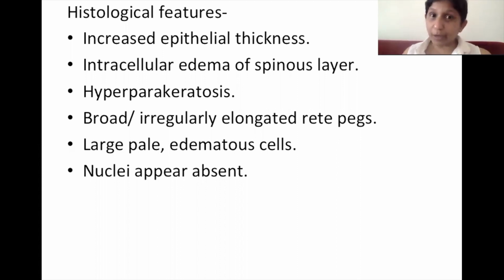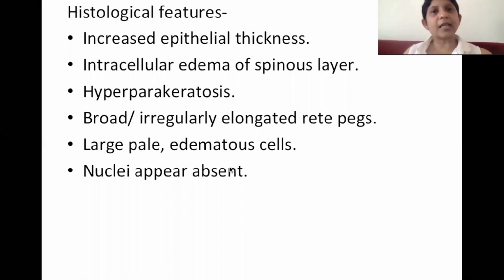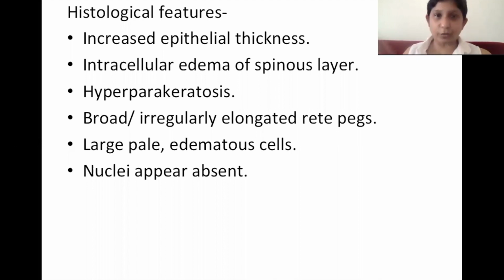Or then in the upper layers, you can see hyperparakeratosis. I told you, whenever you have increased keratin, you can find a white color. All right. So broadly or irregularly elongated rete pegs, large pale edematous cells. See, again that word came, large pale edematous cells. So basically the intracellular edema or the large pale edematous cells are very important. There are chances that the cell has become so large that the nucleus is there, but it appears to be absent. You're not able to see the nucleus. All right. So that is about leukoedema.